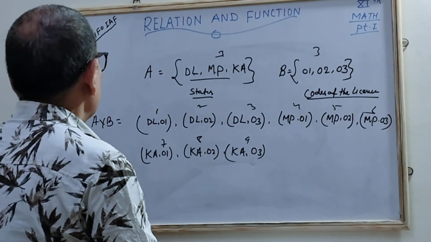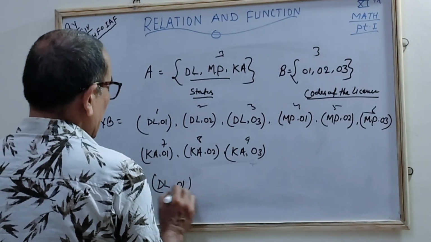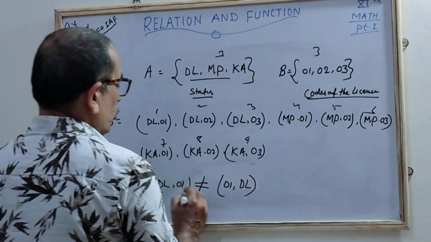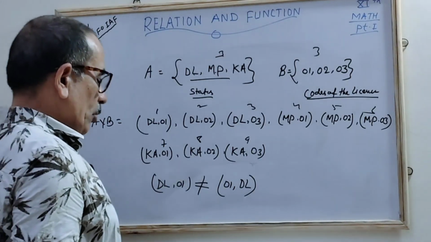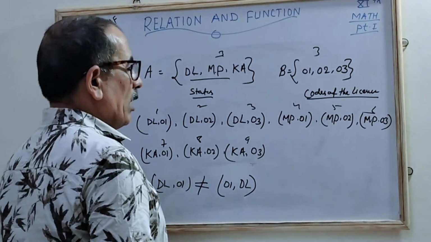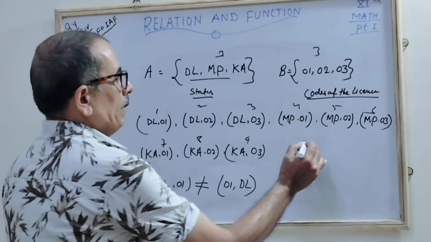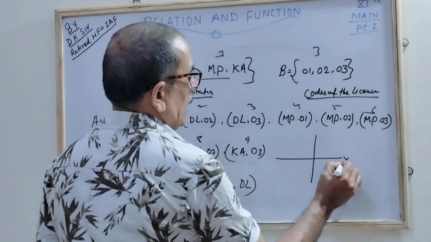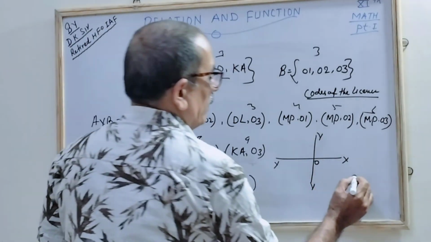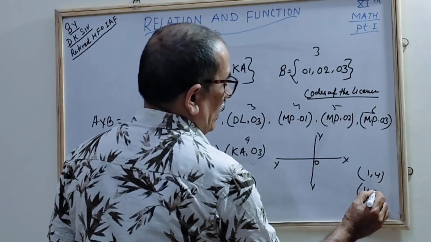Remember the importance. When the code is DL01, it will never be 01DL. Correct? How to make you understand? 01 and DL will not be equal to that. Correct? Why? Because you have to take it in the form of the two-plane we are using. Like I will make you understand how it is. It is the x-axis and y-axis. Origin is there. Suppose one of the pairs I got is (1, 4), correct, and the other I changed, (4, 1), correct, the 4 and the 1.